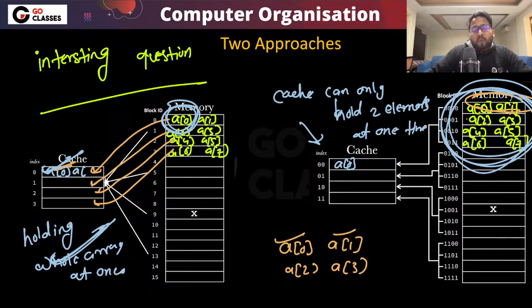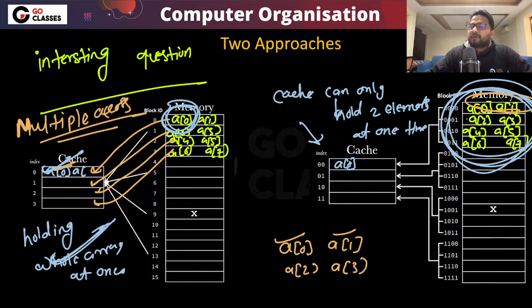Now, what is the benefit? Can anyone tell me what is the benefit of holding all the array elements in the cache? Because if I want to do multiple access, that's important. If I want to do multiple access, then it is better in case one, and that's what we do generally.